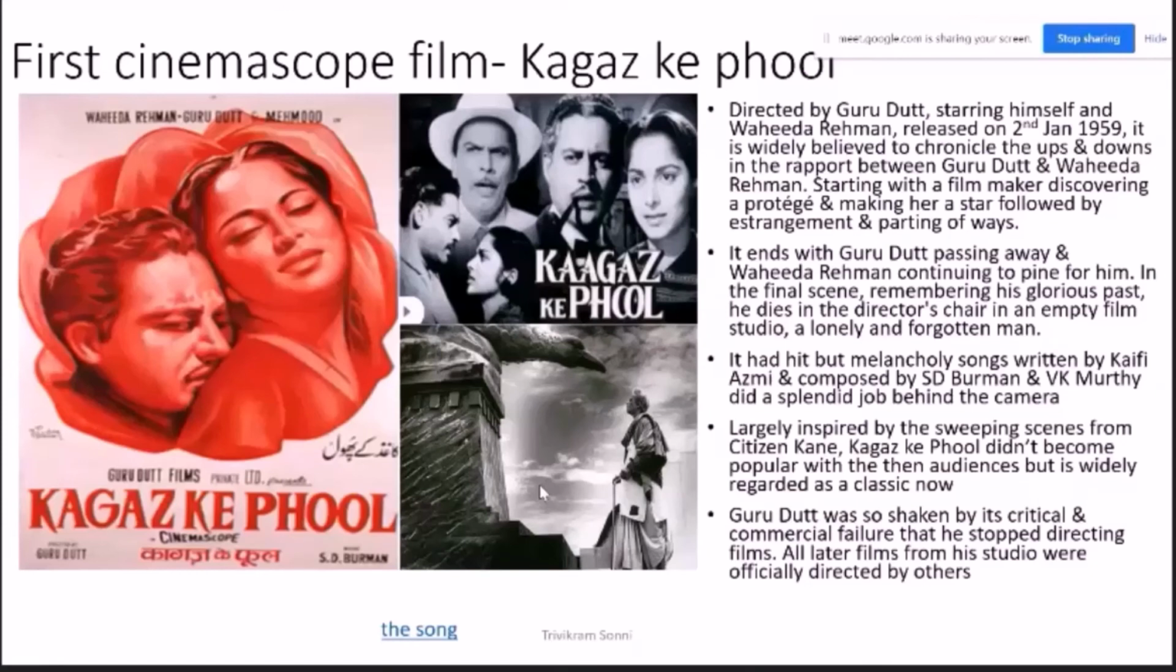Yeah, so released on 2nd January 1959. It is widely believed to chronicle the ups and downs in their lives. Starting with the filmmaker discovering a protege and making her a star, followed by estranging and parting of ways. It ends with Gurudat passing away and Waheeda Rehman continuing to pine for him. In the final scene, remembering his glorious past, he dies in the director's chair in an empty film studio, a lonely and forgotten man.